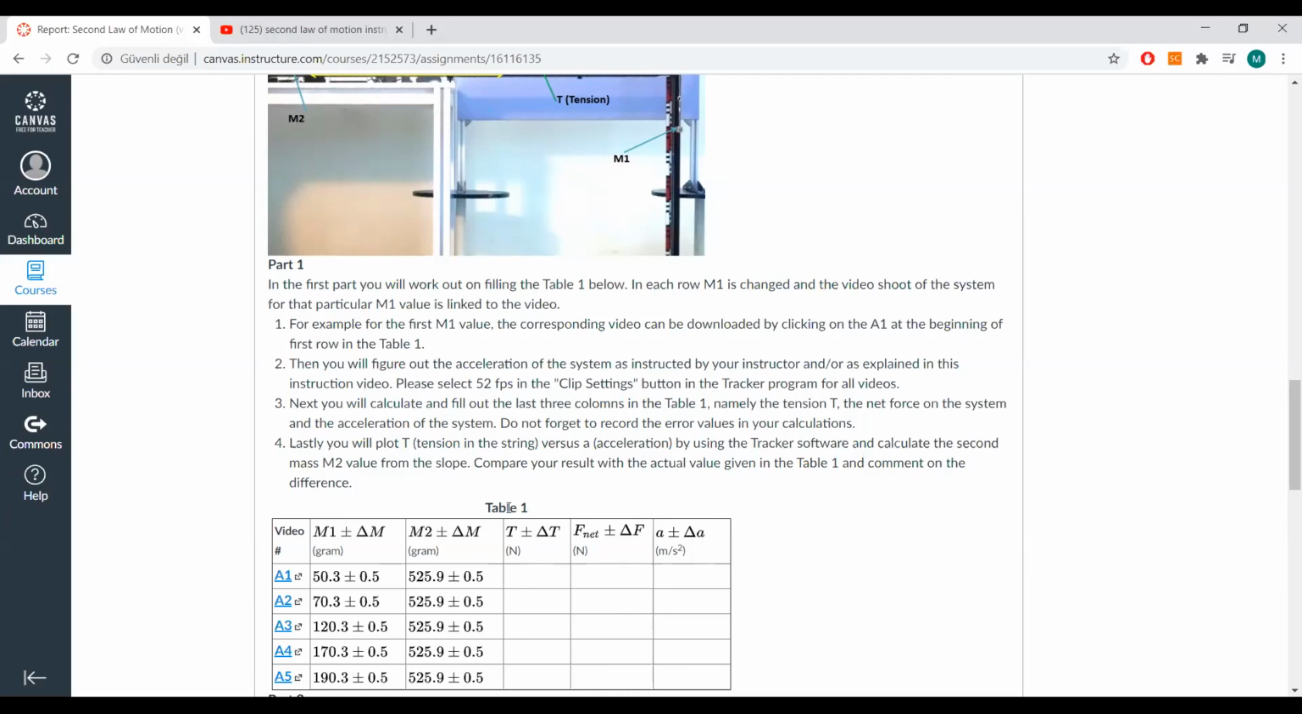After the table is filled out, finally a T versus A graph should be plotted by using Tracker. The slope of the graph will be equal to the M2 mass. This is the experimentally calculated value of the M2 mass.